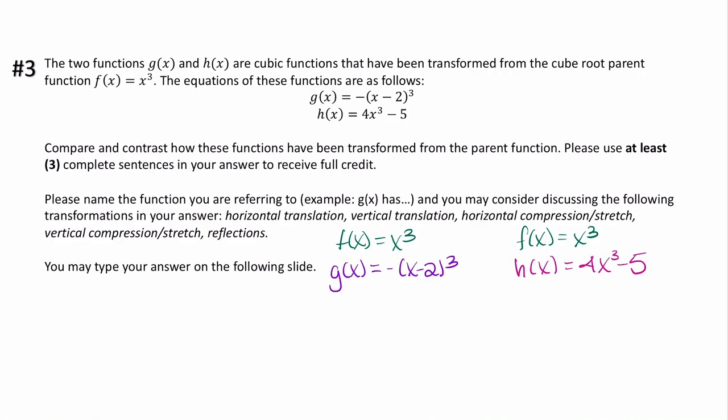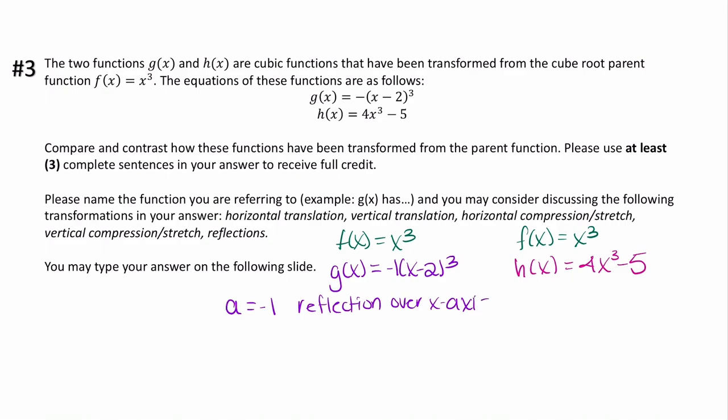So here I see this negative in front, right? Remember that negative in front is basically a -1. This is telling me that a equals -1, so that means that I have a reflection over the x-axis, okay? Because a is less than 0.